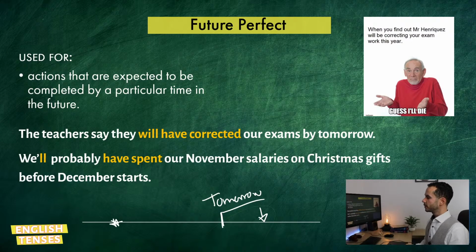Another example, we will probably have spent our November salaries on Christmas gifts before December starts. Well, good for us, the summer has started and we still have some of our November salaries left, hopefully. But imagine we're talking about this yesterday, and someone said, well, we still have lots of time before December starts. Someone might say this: we will probably have spent our November salaries on Christmas gifts before December starts.